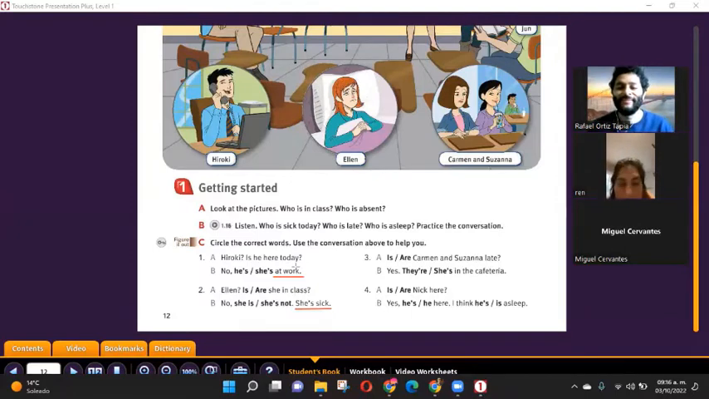Exactly. Perfect. Okay. Now, Ellen, is she in the class? She's not. She's sick. Exactly. No, she's not. Okay. Are Carmen and Susan here? Yes, they are in the cafeteria. Perfect. So, they are. Okay, and finally? In the cafeteria.